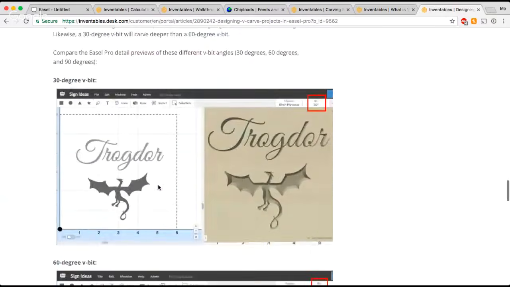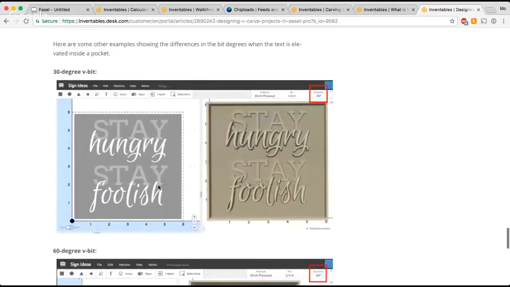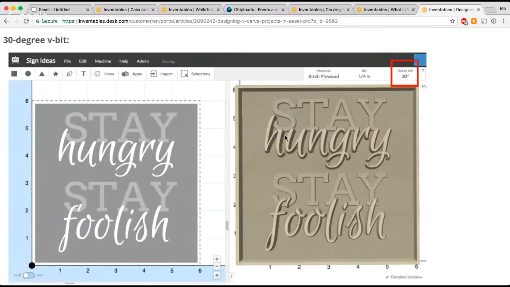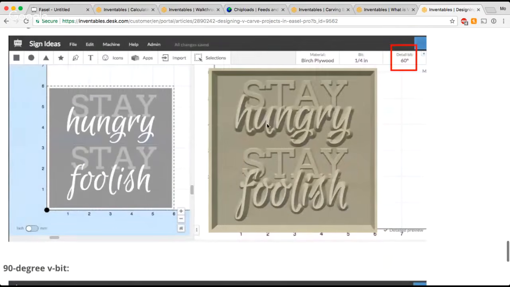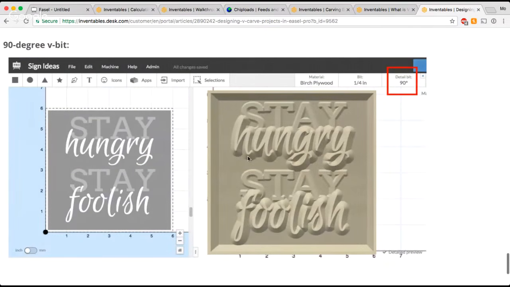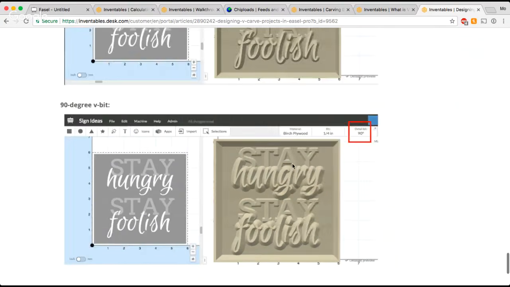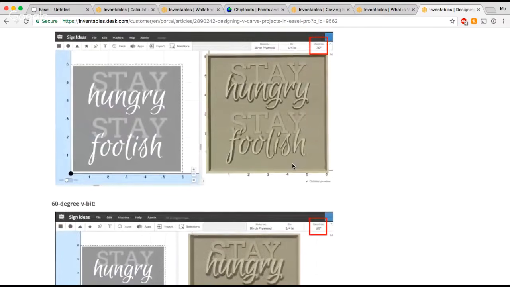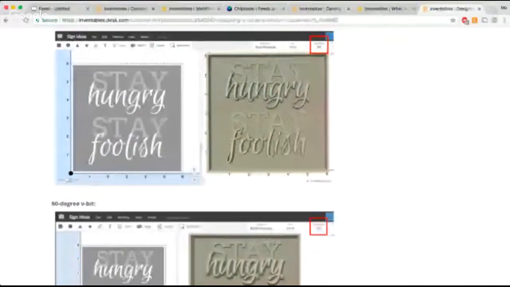There's also some more diagrams down here that show if you've got a pocket, right? The 30-degree bit still is able to get more details because these can be a steeper edge on these raised fonts, as opposed to the 60-degree bit. You can see it doesn't quite make it all the way down into some of these gaps. Or the 90-degree, same thing. So these diagrams are really helpful if you're trying to understand what V-bit should I use in a certain situation and what the differences are between the different degrees.